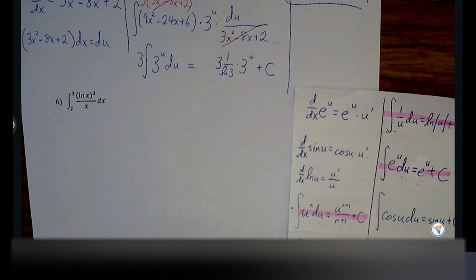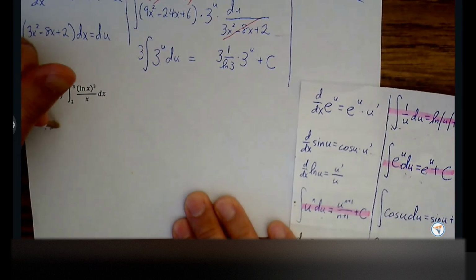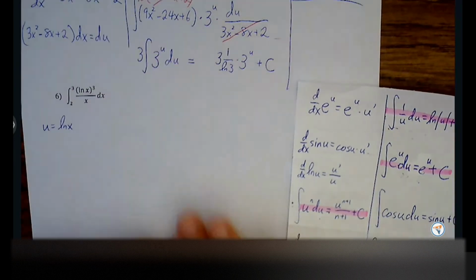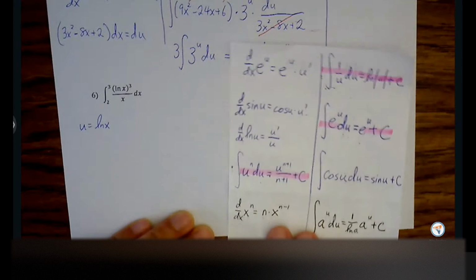Would it be ln x? Yeah, so if you're having trouble finding the u value, look inside the parentheses. Now, I know that not every problem is going to have a set of parentheses, but if there's a set of parentheses, that's a helpful thing to see. So yeah. Okay, what's the derivative of natural log of x?